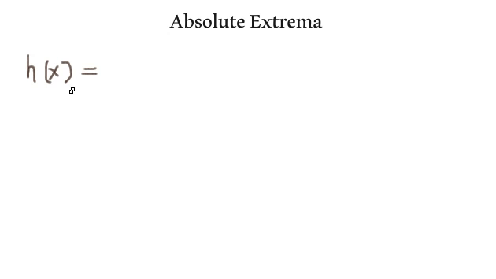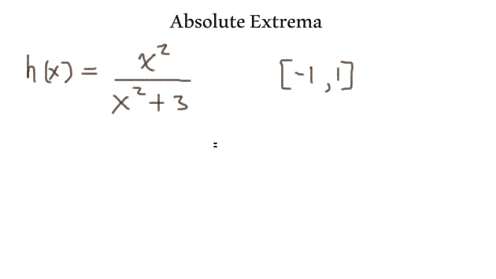Alright, this will be a good one. So we have h of x is equal to x squared over x squared plus 3, and we're going to be on this interval between -1 and 1. I just want to glance at the graph.